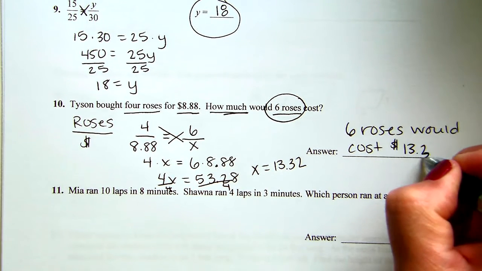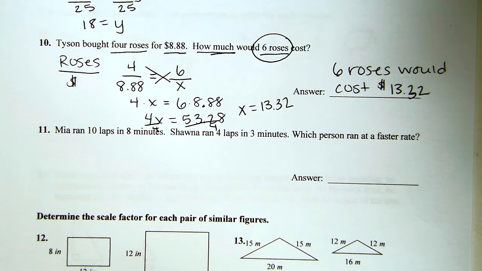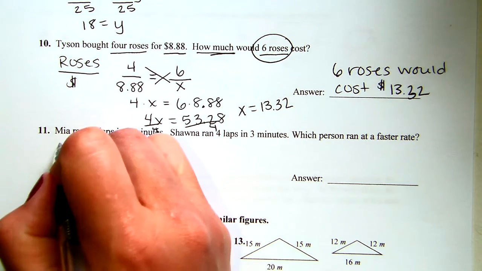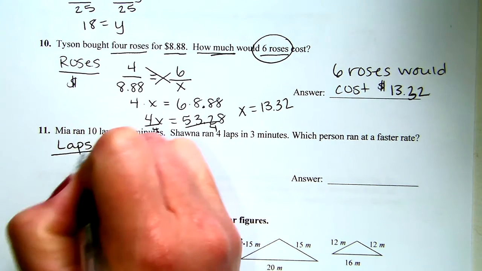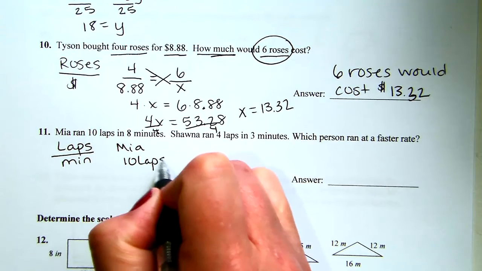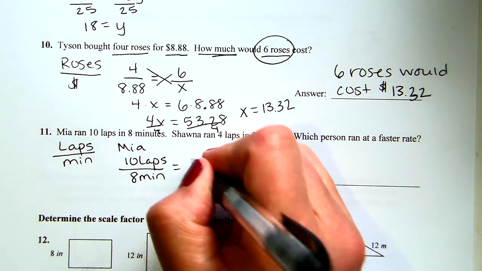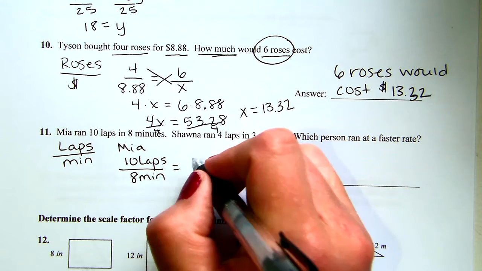All right, number 11. Mia ran 10 laps in 8 minutes. Shauna ran 4 laps in 3 minutes. Which person ran a faster rate? So here we're going to need to figure out what our lap per minute ratio is. So we're going to set this all as laps over minutes. Now Mia ran 10 laps in 8 minutes. So when we go 10 divided by 8, that's, in this case, 1.25 laps per minute. Okay.